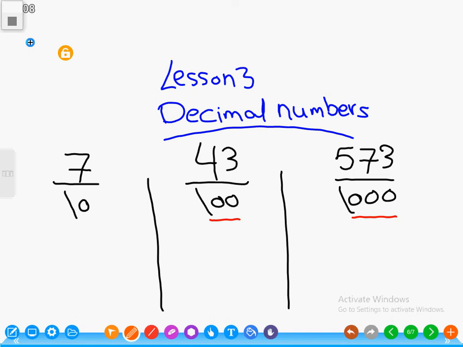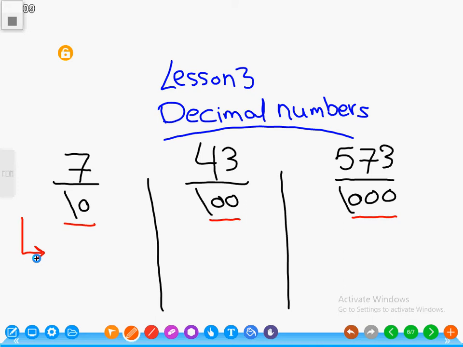Hello guys, today we will take lesson 3 in unit 1, decimal numbers. What's the meaning of decimal numbers? Decimal numbers are fractions with denominator 10 or 100 or 1000. Like this, here 7 over 10. This is a fraction with denominator 10, so we can write it as a decimal number.